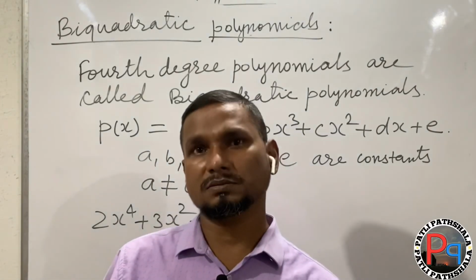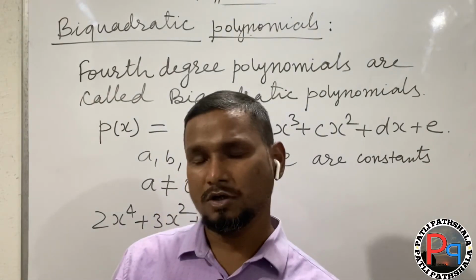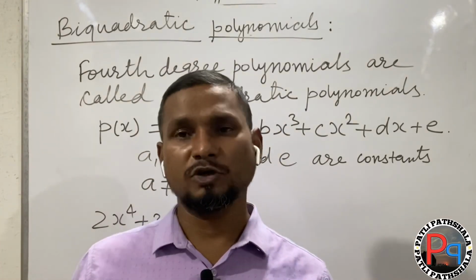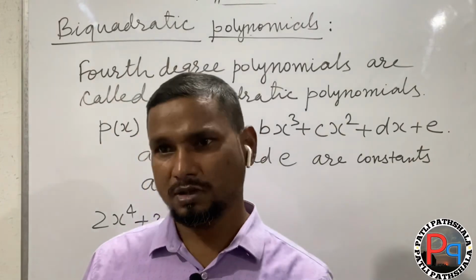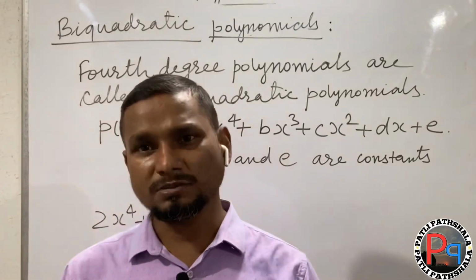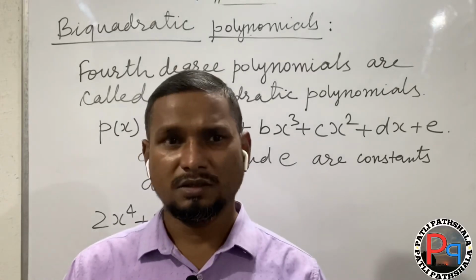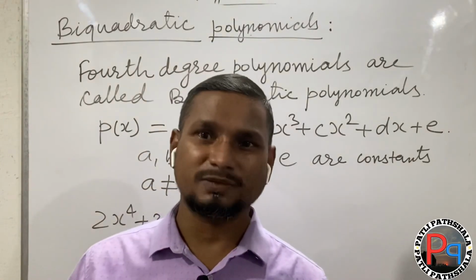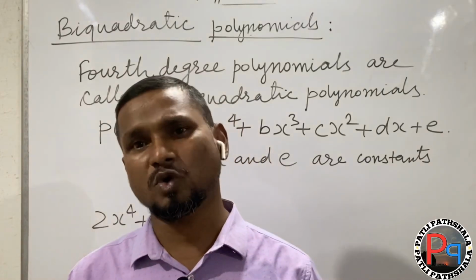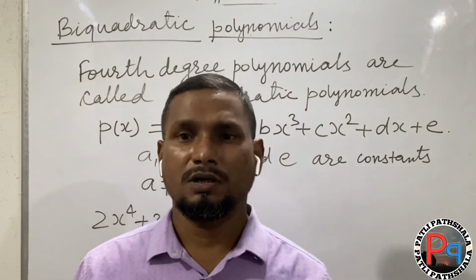The second type of polynomial is called binomial. Bi means two. Those polynomials which contain two terms are called binomials. Similarly, the polynomials that contain three terms are called trinomials. And after binomial, generally we call a polynomial simply a polynomial. So any polynomial that contains two or more than two terms is called a polynomial.